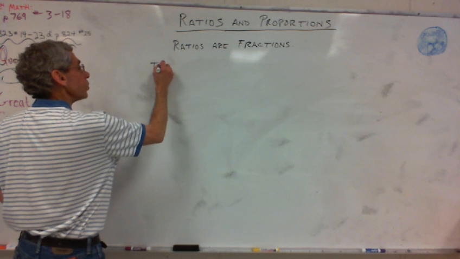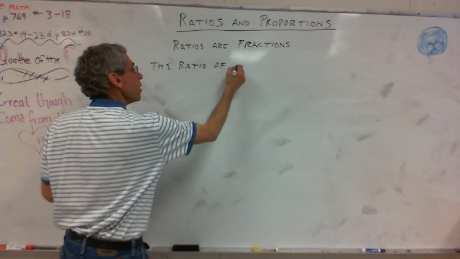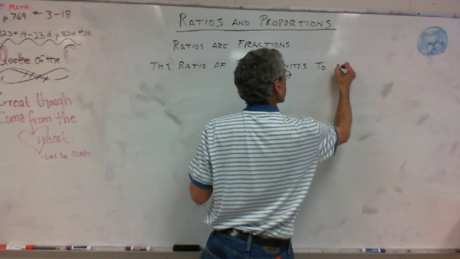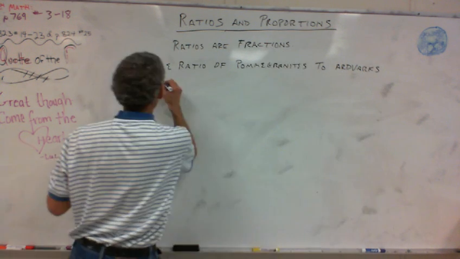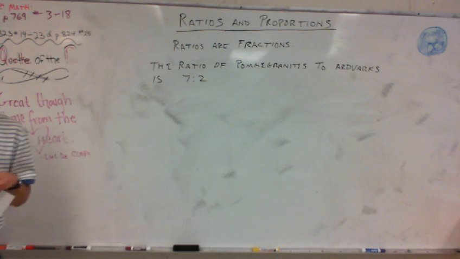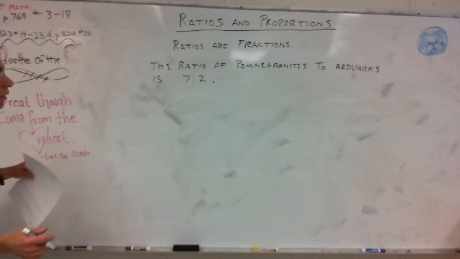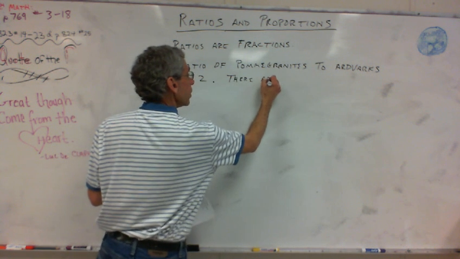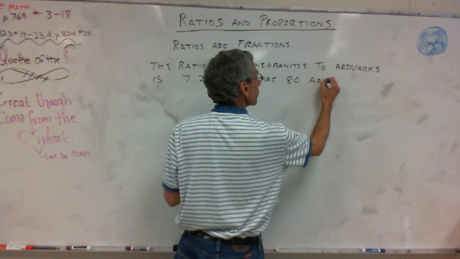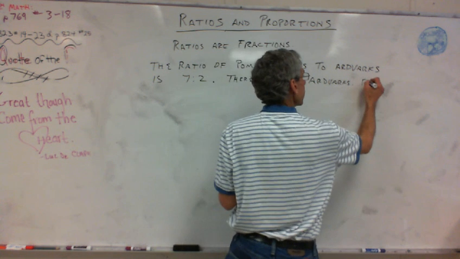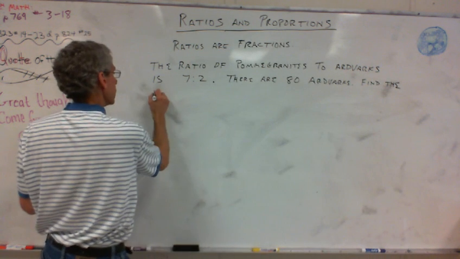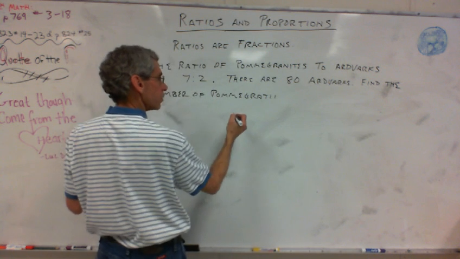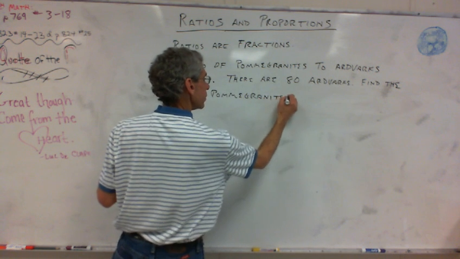So let's say we had a problem like this. The ratio of pomegranates to aardvarks is 7 to 2. All right, so that's an example where you might see it written that way in a problem. Then it says there are 80 aardvarks. Find the number of pomegranates. Why didn't I just use P? Find the number of pomegranates.